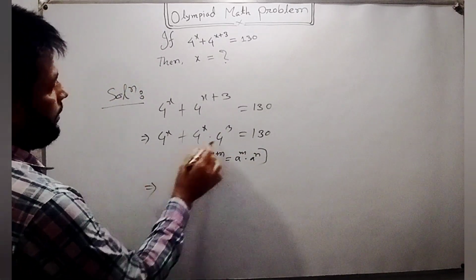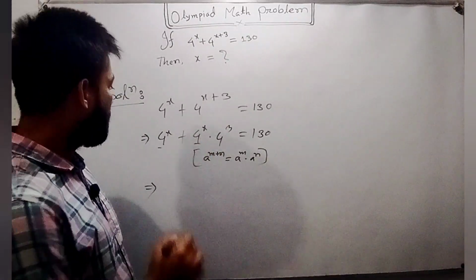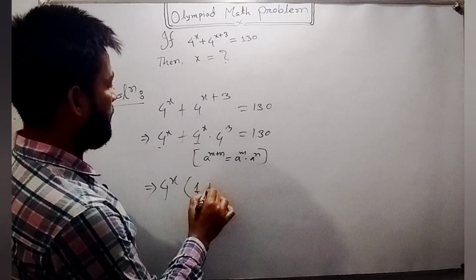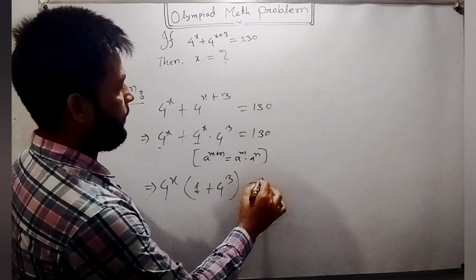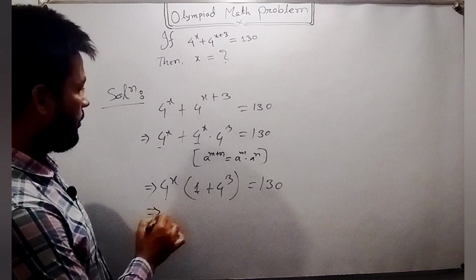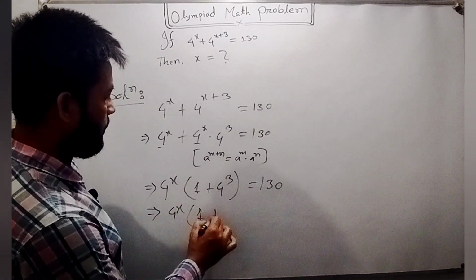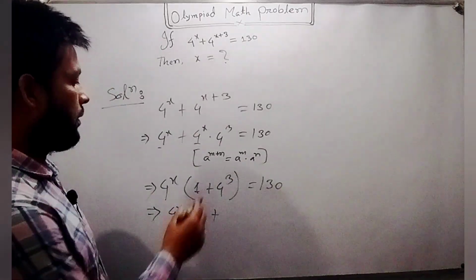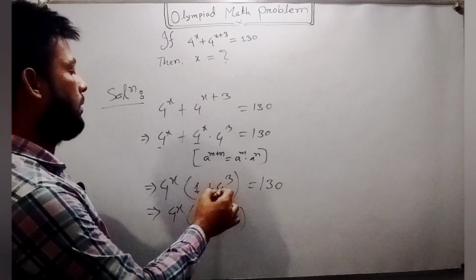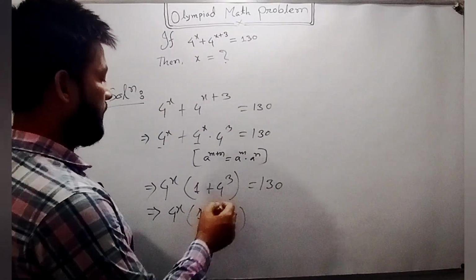And then we may take 4 power x common. It may be written as 1 plus 4 power 3 equals 130, and then 4 power 3 we may write as 64, because 4 power 3 is 4 multiplied by 4 and by 4, which makes 64.